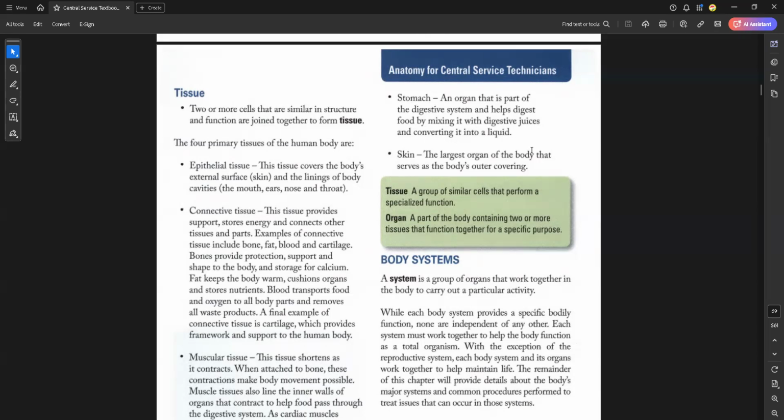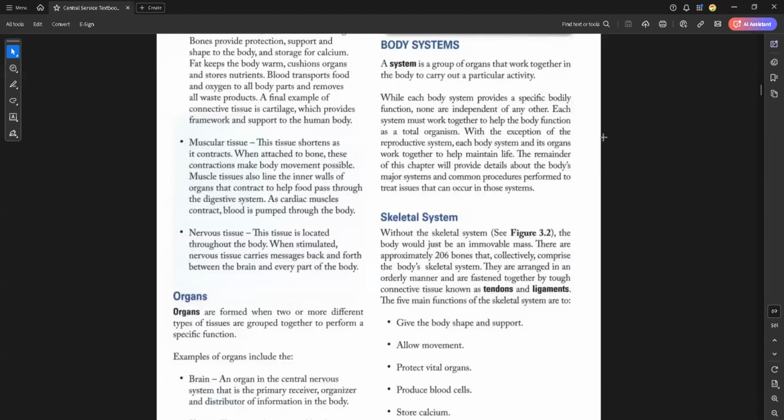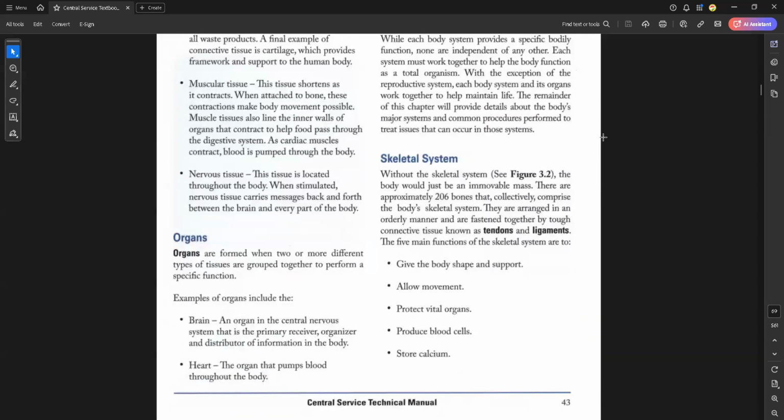Now, let's go down under tissue. I think there is something there under the tissue. Yes, organs. Guys, you just remember that I said with the tissue, it is 2 or more cells with similar structure and function. But let's read out the organs. Organs are formed when 2 or more different, look at the word, this time not similar, but different, different types of tissues are grouped together to perform a specific function.